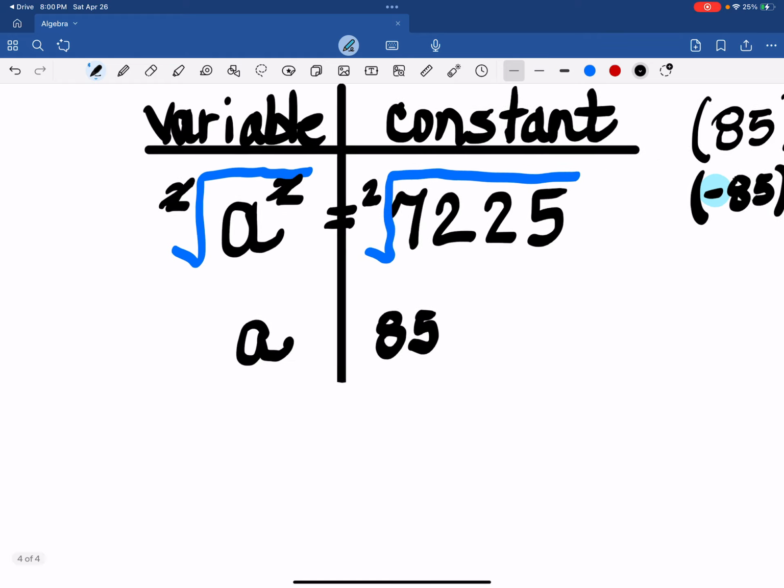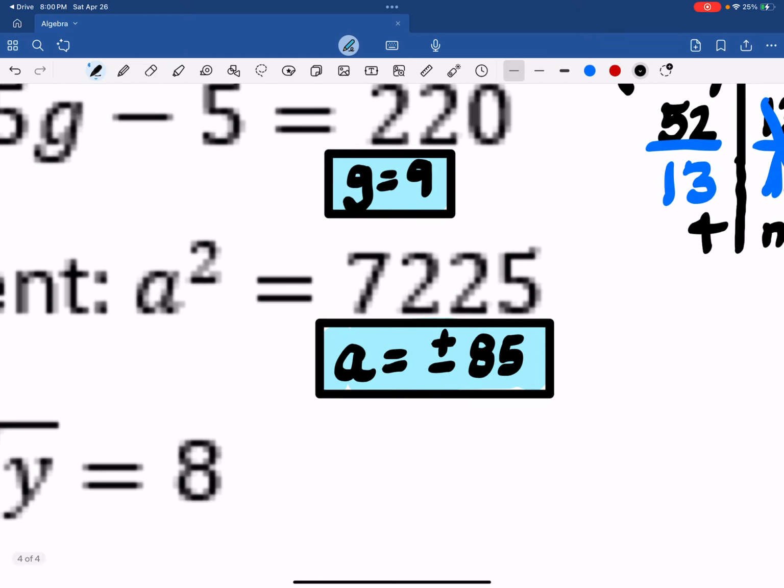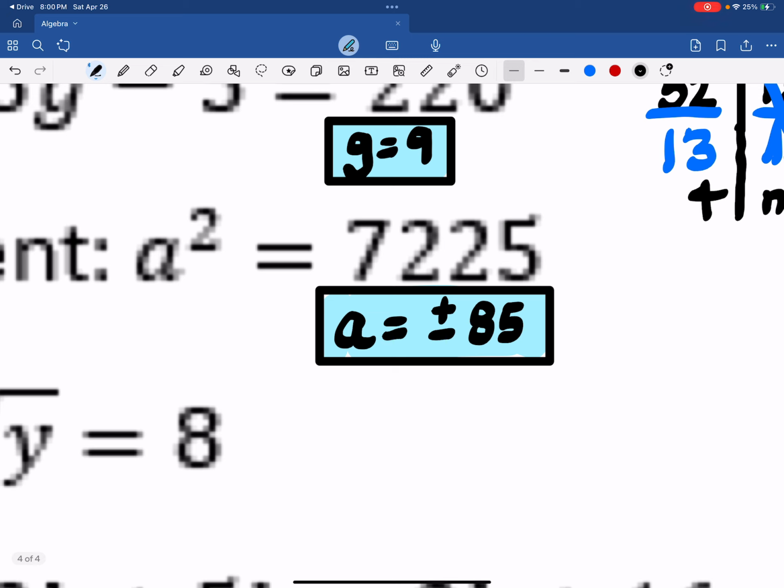So technically, there are two solutions to that equation. It's plus 85 or minus 85. And that will happen anytime you have an even numbered exponent. So I would be not doing a very good job if I didn't remind you of that. It's not going to be that important with what we're doing. We'll always take the positive solution, but just be aware that it can happen to be negative.